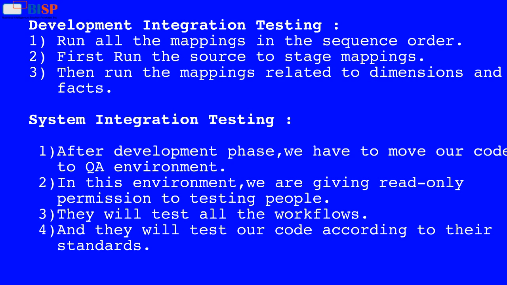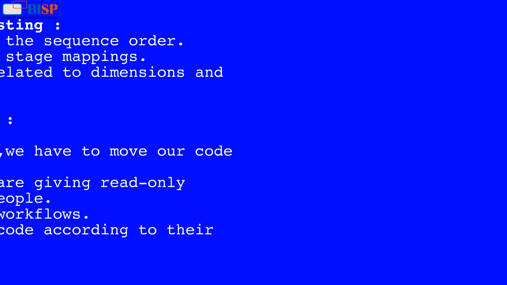Development integration testing. 1. Run all the mappings in sequence order. 2. First run the source to stage mappings. 3. Then run the mappings related to dimensions and facts. System integration testing. 1. After the development phase, we have to move our code to the QA environment. 2. In this environment, we give read-only permission to testing people. 3. They will test all the workflows. 4. They will test our code according to their standards.